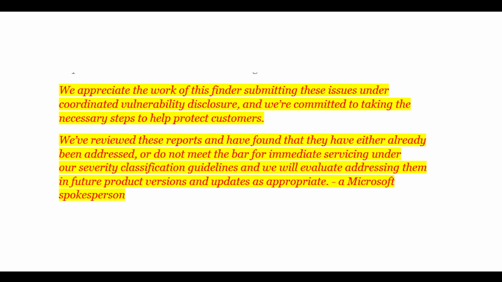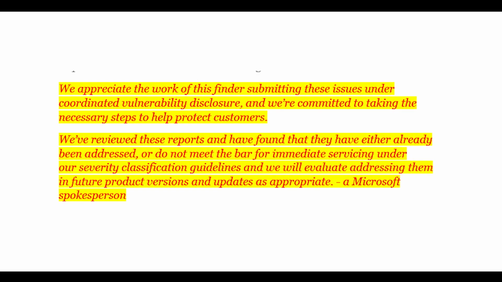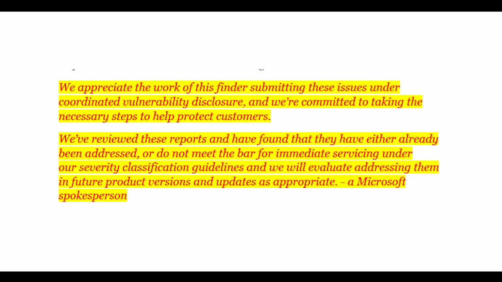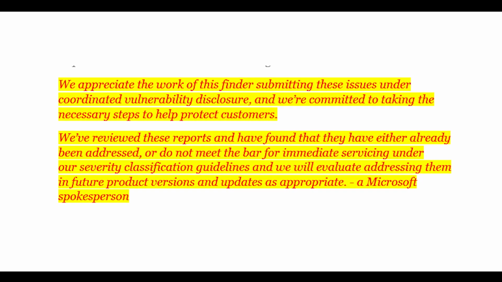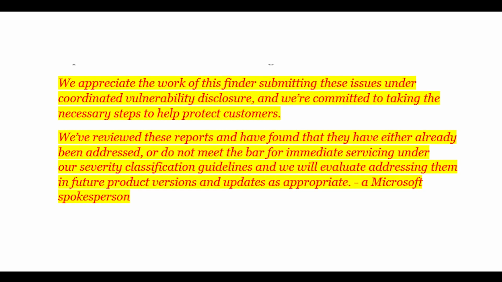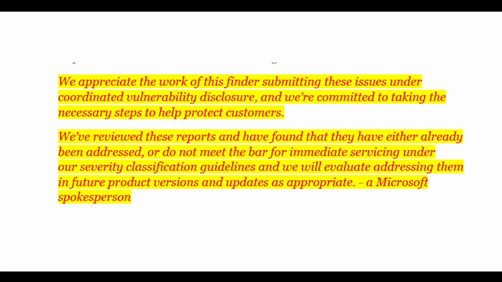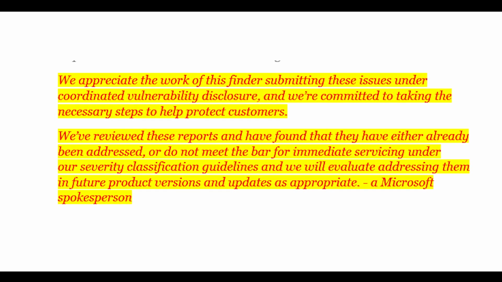They also said, "We've reviewed these reports and have found that they have either already been addressed or do not meet the bar for immediate servicing under our severity classification guidelines, and we will evaluate addressing them in future product versions and updates as appropriate," says the Microsoft spokesperson.